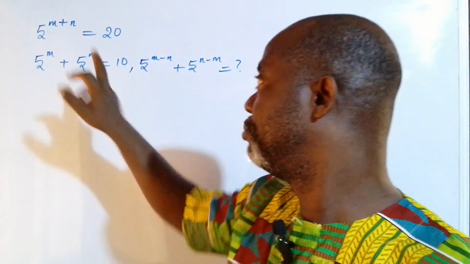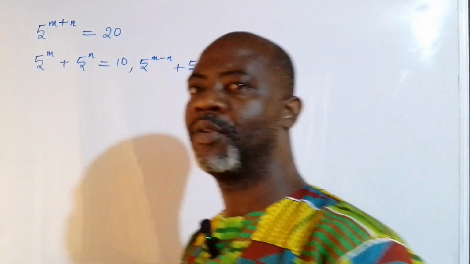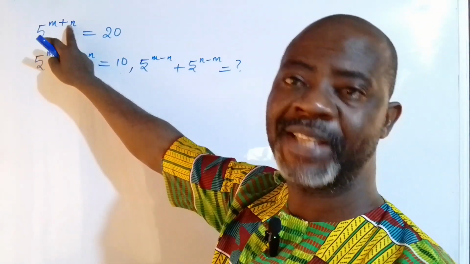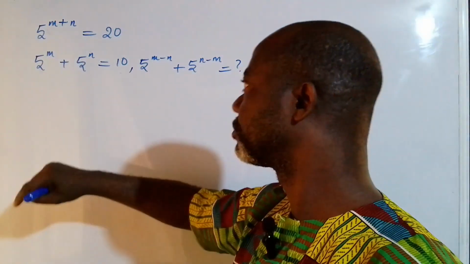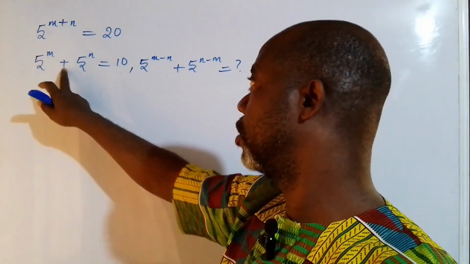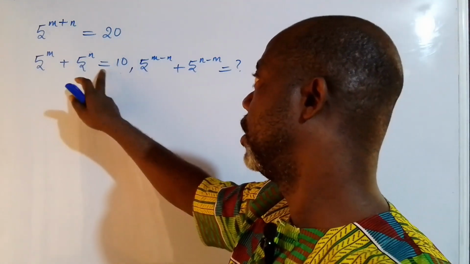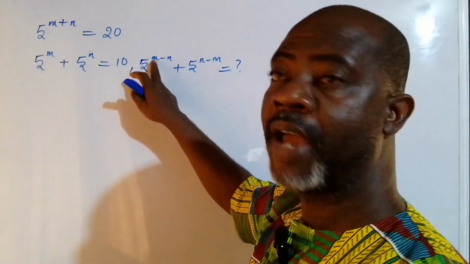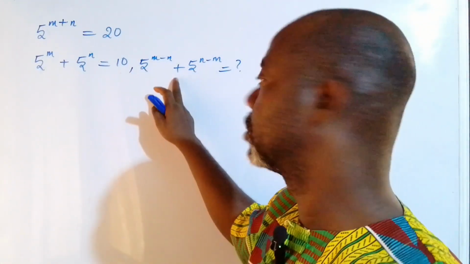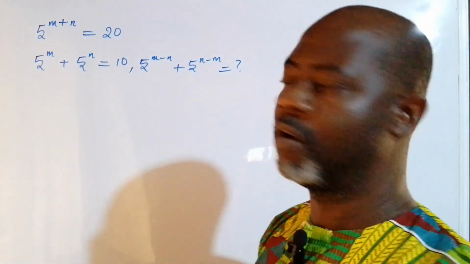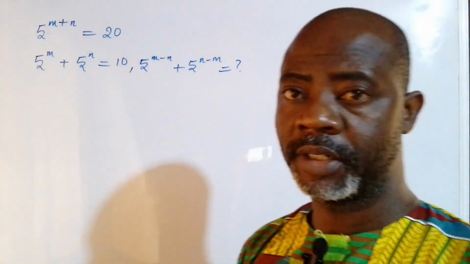Today we have this beautiful exponential equation on the board: 5 to the power of m plus n equal to 20. And then we also have 5 to the power of m plus 5 to the power of n equal to 10. So what then will be the value of 5 to the power of m minus n plus 5 to the power of n minus m? What will be the value of this particular third expression?